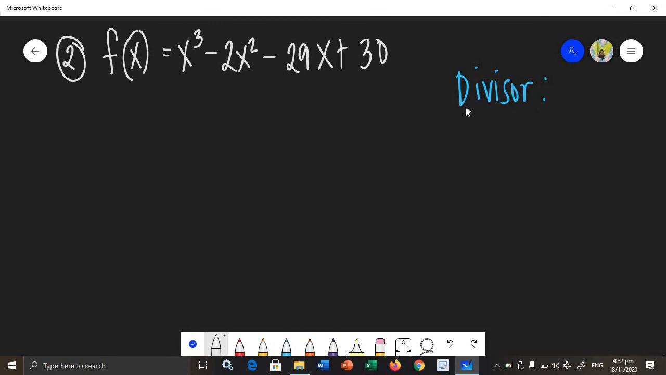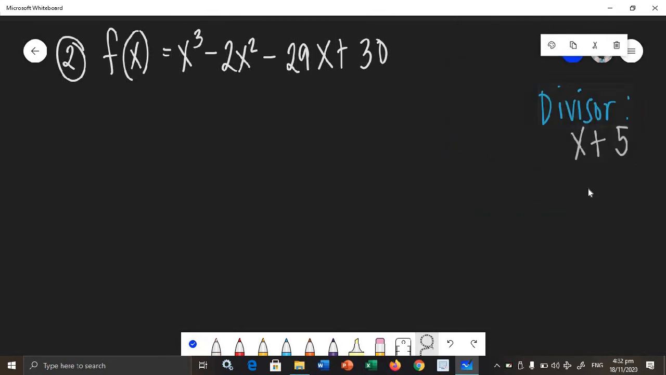So let's say we have x plus 5. Okay? So let us investigate, or let us compute if x plus 5 is a factor of x cubed minus 2x squared minus 29x plus 30. But first we need to compute for the value of x. So, we need to equate this to 0, and we need to transpose positive 5, so it will become negative 5. That will be the value of your x.